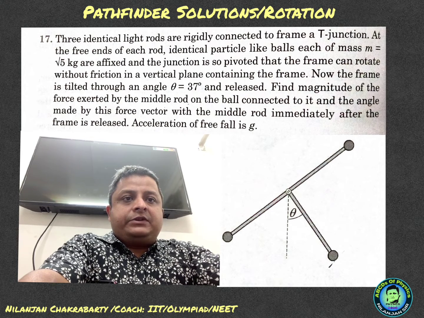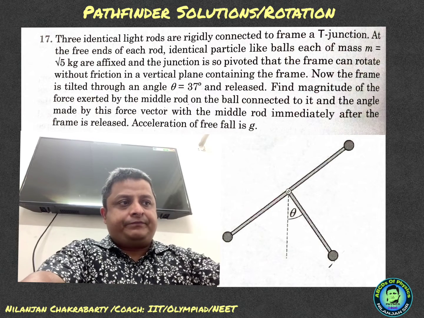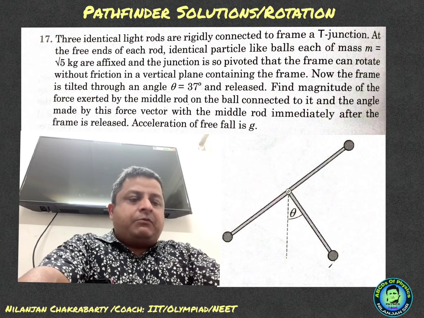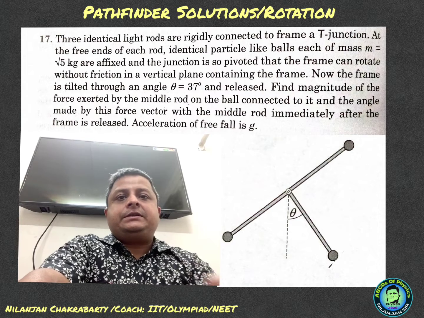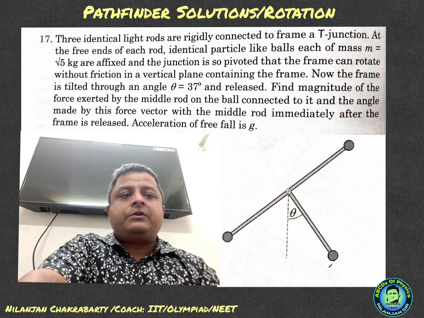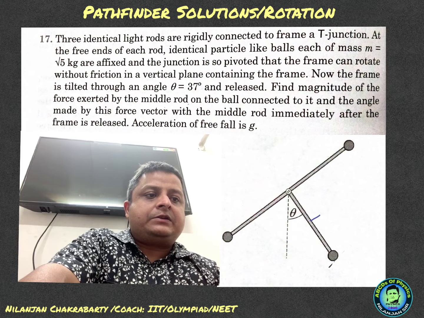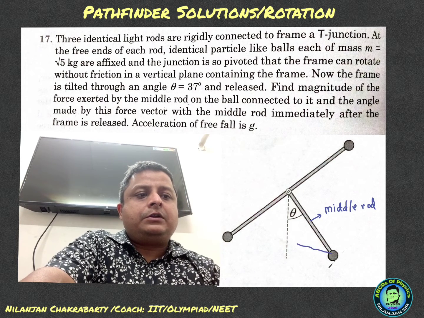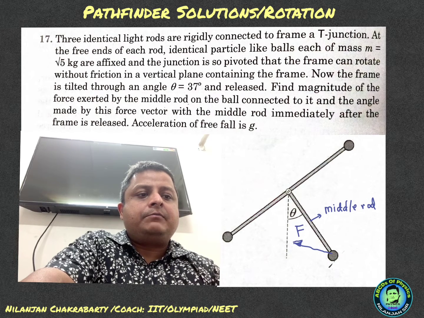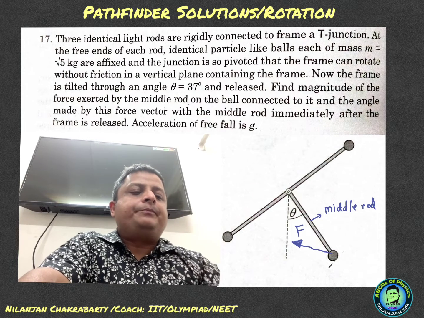Find the magnitude of the force exerted by the middle rod on the ball connected to it and the angle made by this force vector with the middle rod immediately after the frame is released. The middle rod is this rod, and you have to find the force exerted by the middle rod on this ball. Let F be the force exerted by the middle rod on the ball.